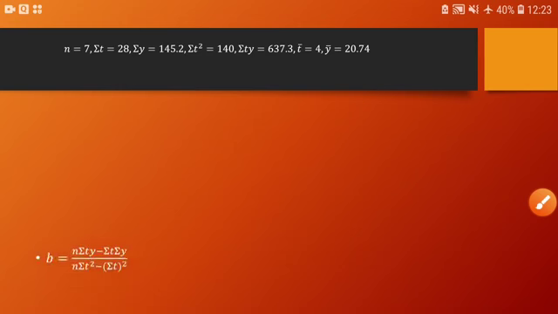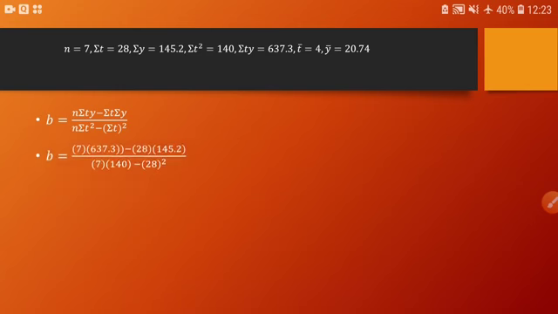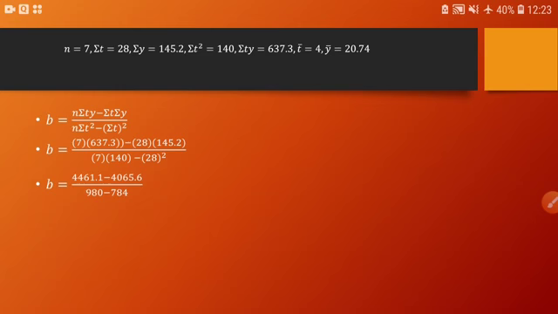Okay, now what you need to do? You need to find b. B is equal to n sigma ty minus sigma t sigma y upon n sigma t square minus sigma t whole square. B is equal to 7 into 637.3 minus 28 into 145.2, upon 7 into 140 minus 28 square. So it is 4461.1 minus 4065.6 upon 980 minus 784. B is equal to 395.5 upon 196, that is 2.02.